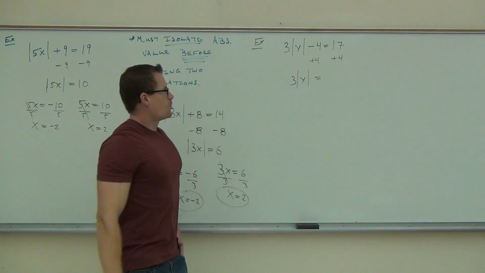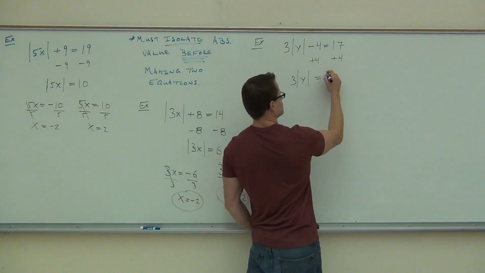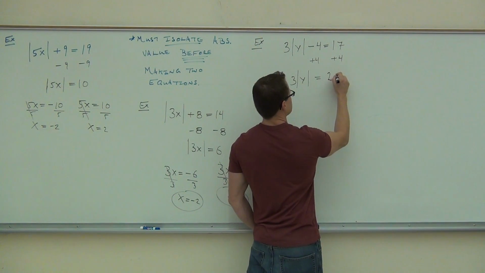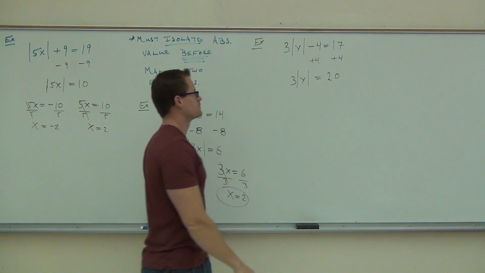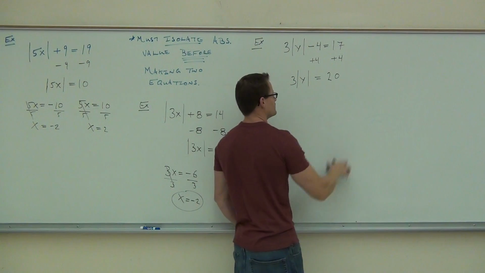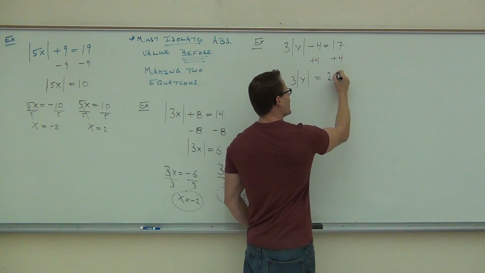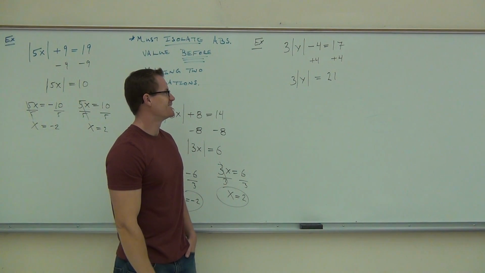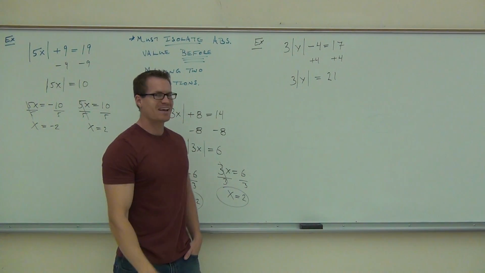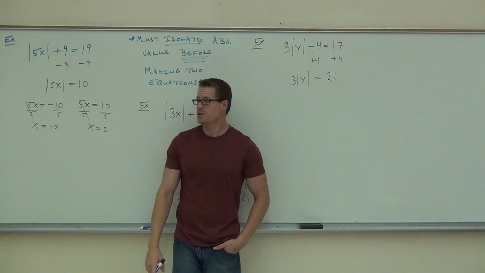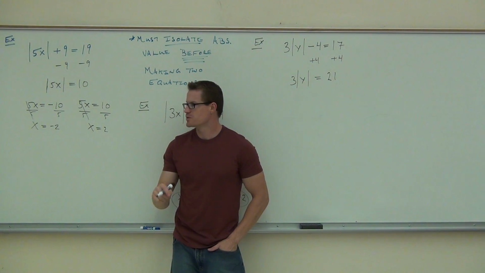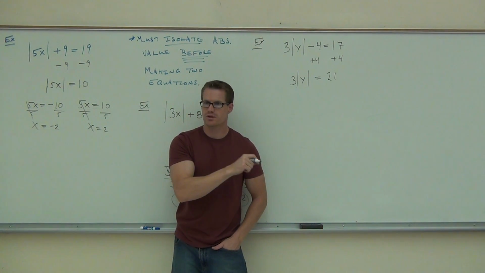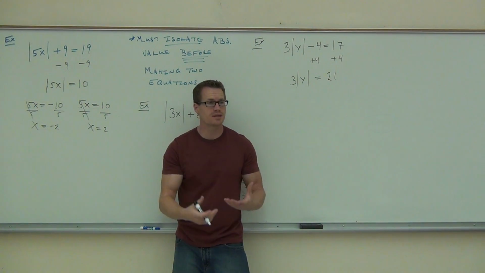Three times the absolute value of y gives us... 21. Oh, that's 17 plus 4. And now what? Divide by 3. Good, yeah. You're not even going to make up 2 equations yet from here. We're going to divide by 3, get the absolute value completely by itself.